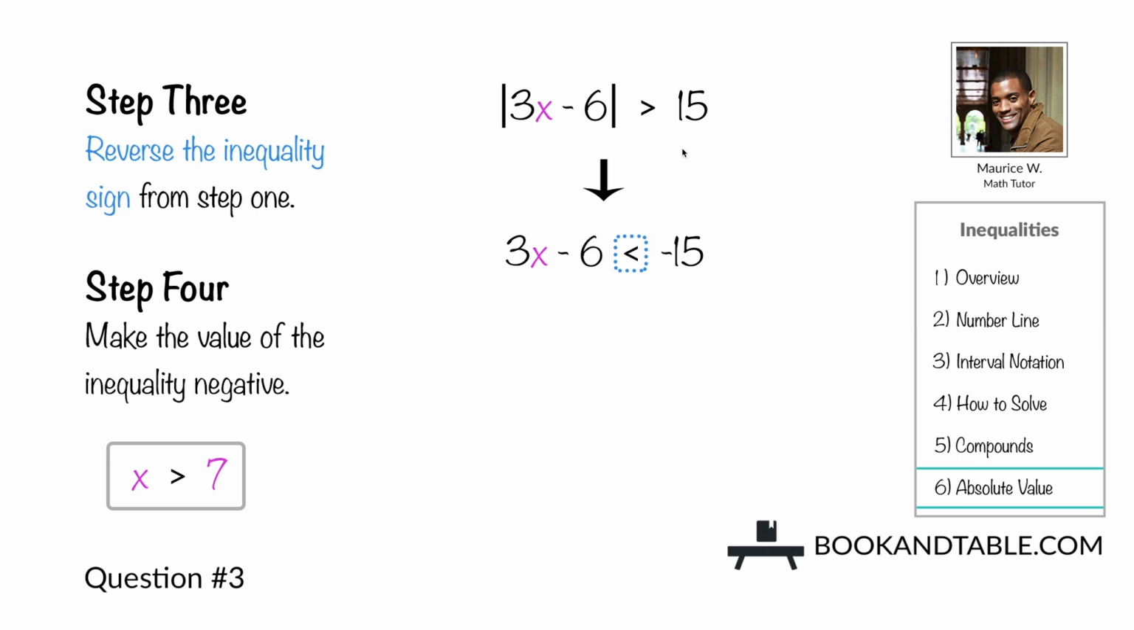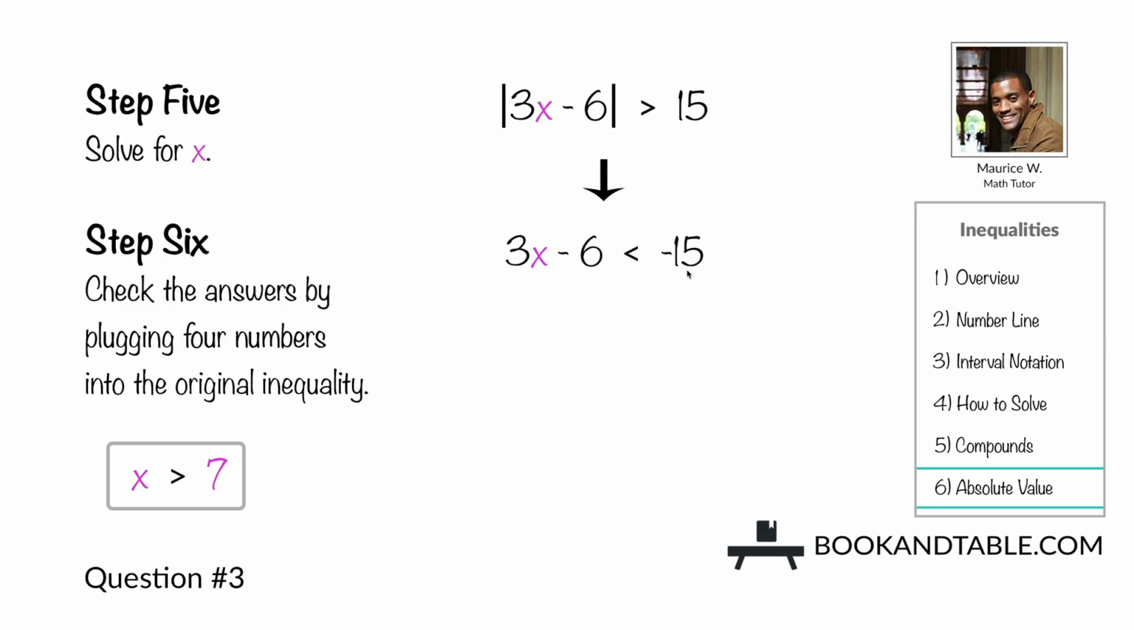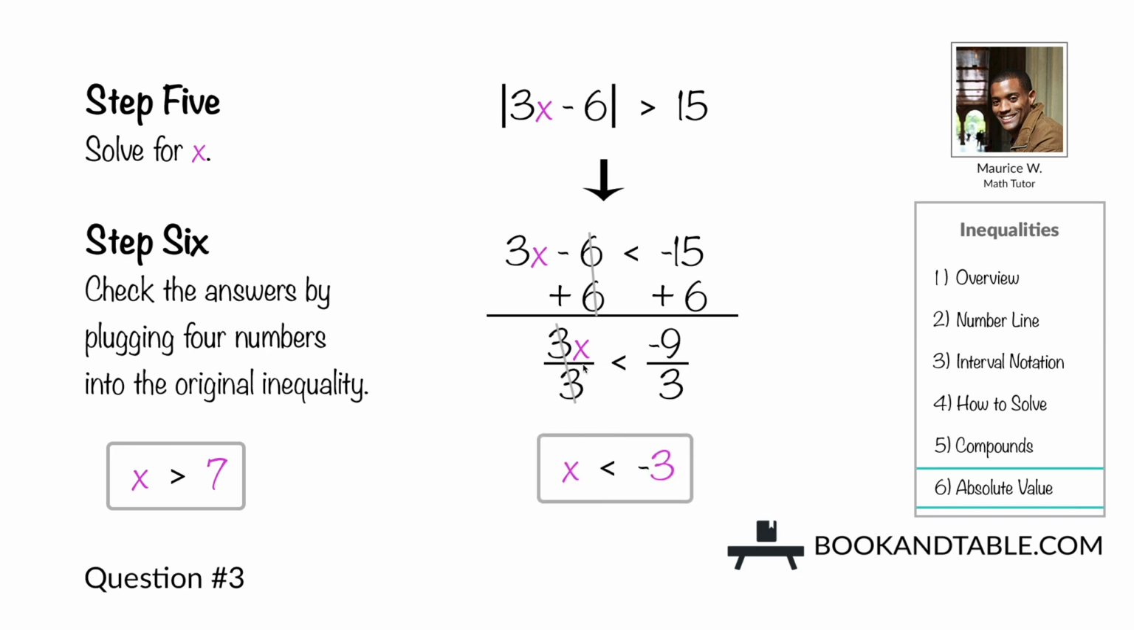In step 4, we want to make the value of the inequality negative. So instead of positive 15, we have negative 15. And now we can solve for x. So we have 3x minus 6 is less than negative 15. So we want to add 6 to both sides, giving us 3x is less than negative 15 plus 6 is negative 9. And now we want to divide both sides by 3, showing us x is less than negative 9 divided by 3 is negative 3. So the second interval of our answer is x is less than negative 3.